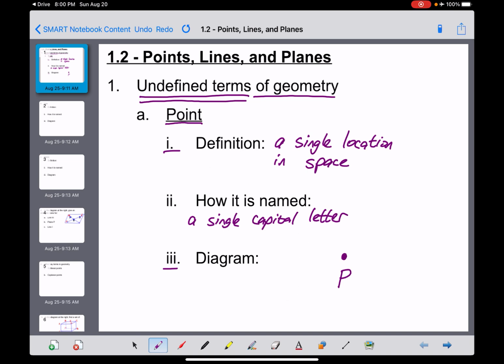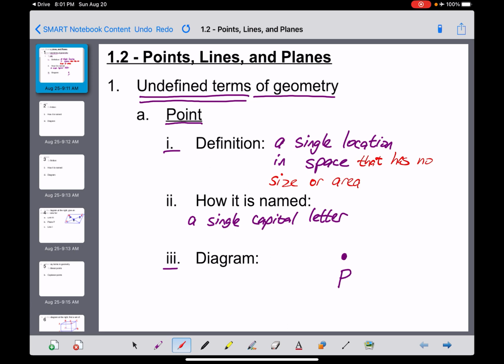I should probably mention, though, that every time we draw a point, we're kind of doing it wrong. A point is a single location in space, back to my definition, but I should write here that it has no size or area. The question, how big is a point, is an interesting one in geometry, and the answer is it's so small that you can't see it, and really, if we were trying to draw it accurately on our paper, you wouldn't be able to see it.